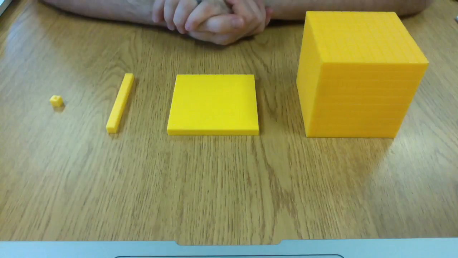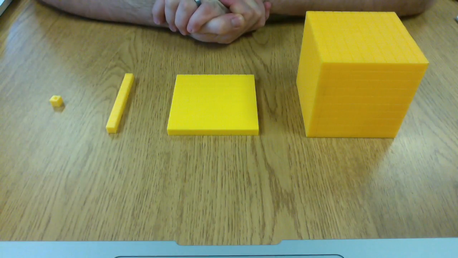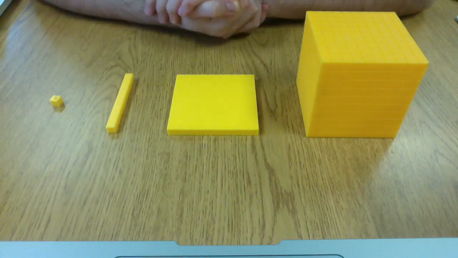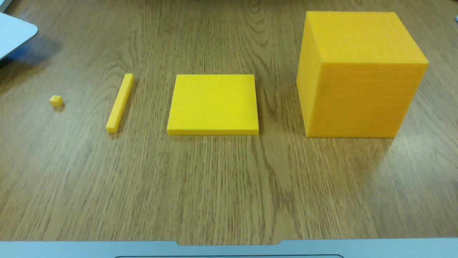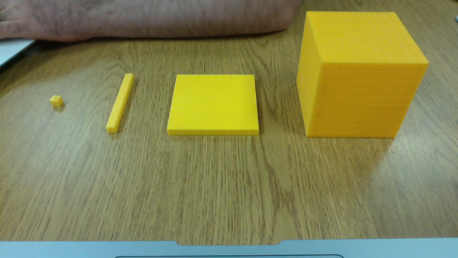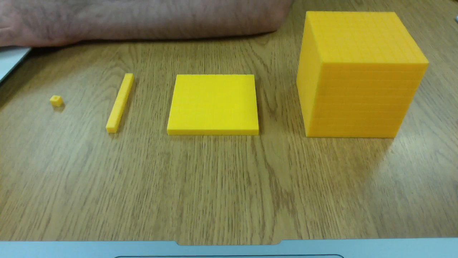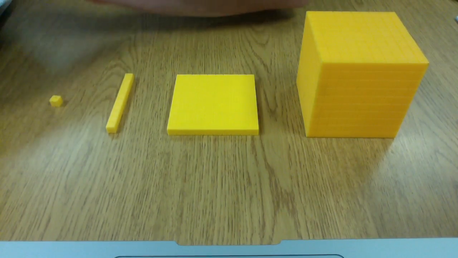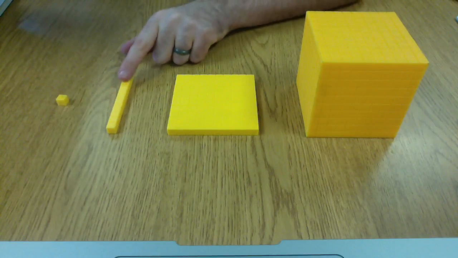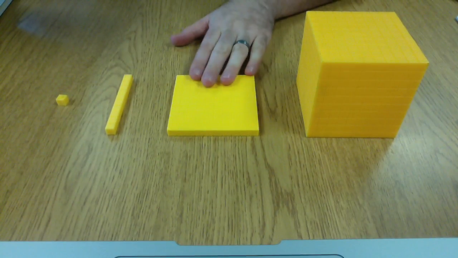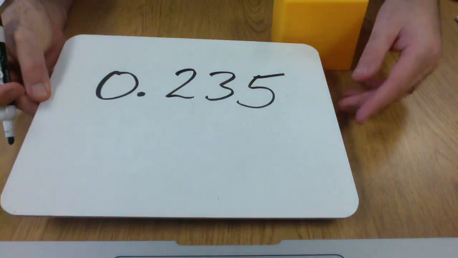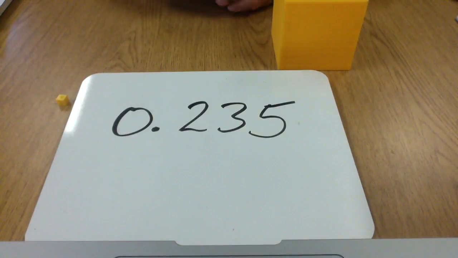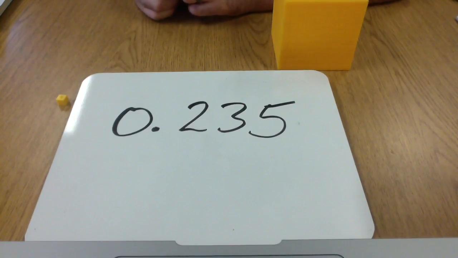So what I am going to do is write down a decimal, and what I would like you to do is just draw a picture in your notes of how you think you would represent this decimal with blocks. Okay? So you would draw just a little square for one of these, you would draw a nice stick for one of those, a square for one of these, and then draw a cube for one of those. So the number that I want you to try to represent is this one right here, 0.235. So go ahead and pause and see if you can represent that with a picture.